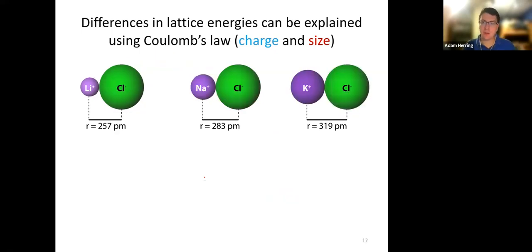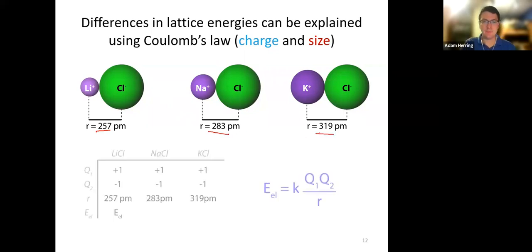The second thing to look at is, within ionic compounds that have the same charge, look at the difference in size. So we have here 3 different metals that are combined with chloride, and so because they all have the same charge, we don't need to consider the charge of the ionic compound, but we can see that they have relatively different radii.